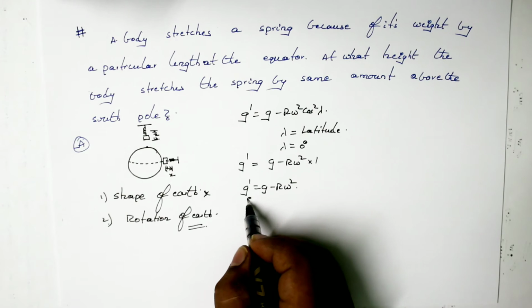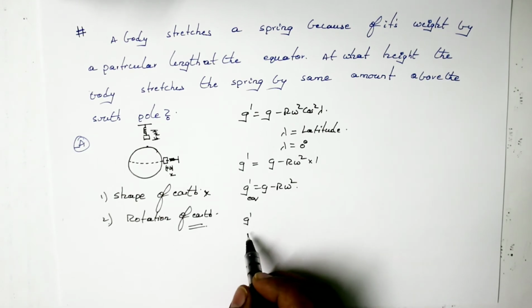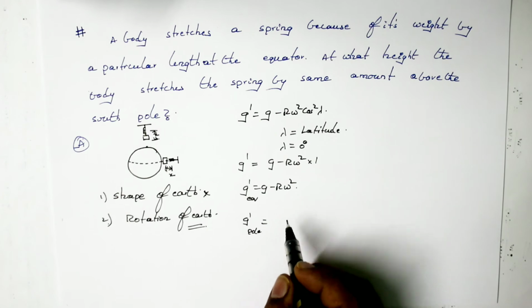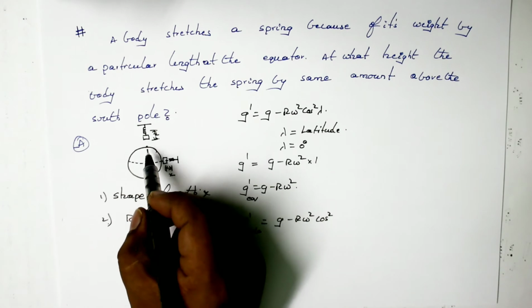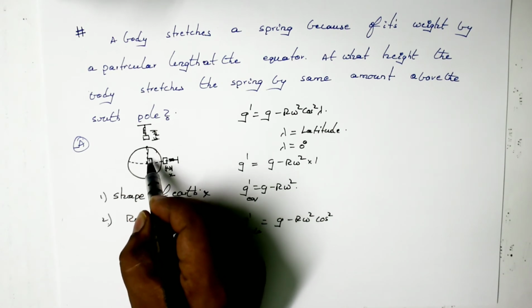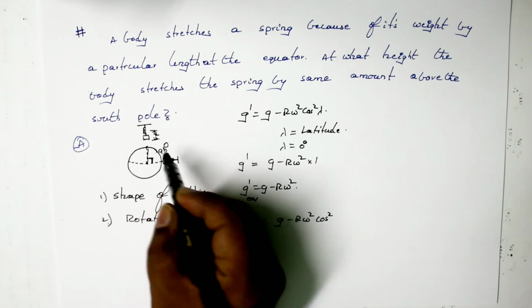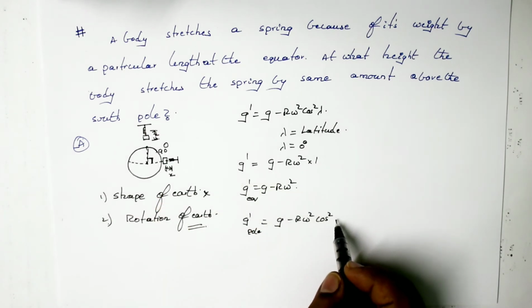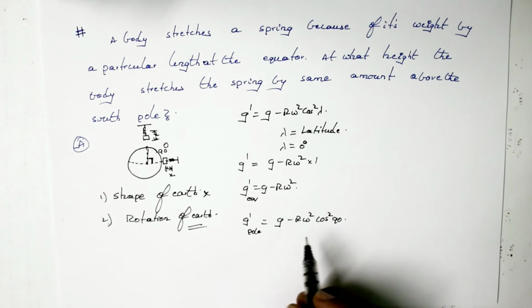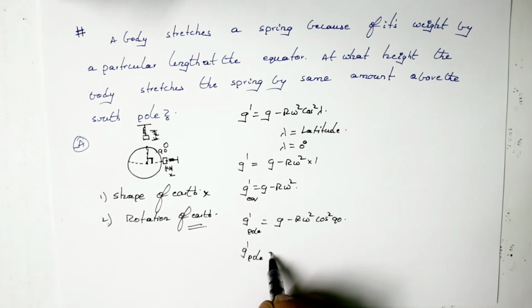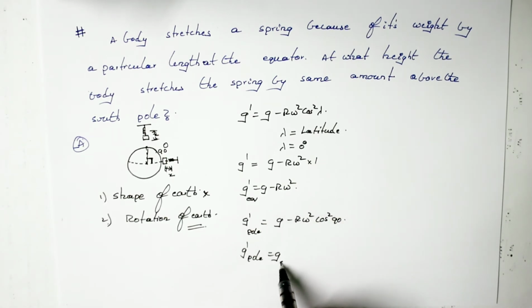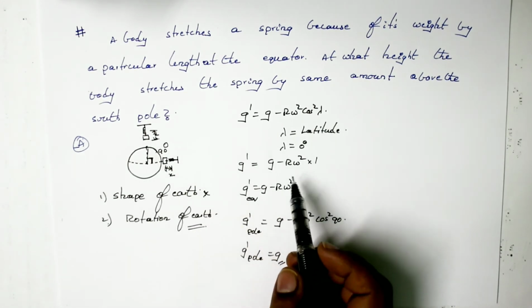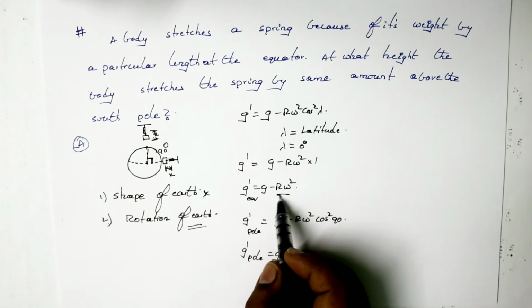Similarly, if I calculate the g value at the poles, it is also g minus r omega square cos square lambda. But at the poles, the latitude of the place is 90 degrees, so cos lambda is cos 90, which is equal to 0. So g dash at the poles is equal to g itself. Because of rotation of Earth, the g value at the poles will not change, but the g value reduces at the equator by this much factor.